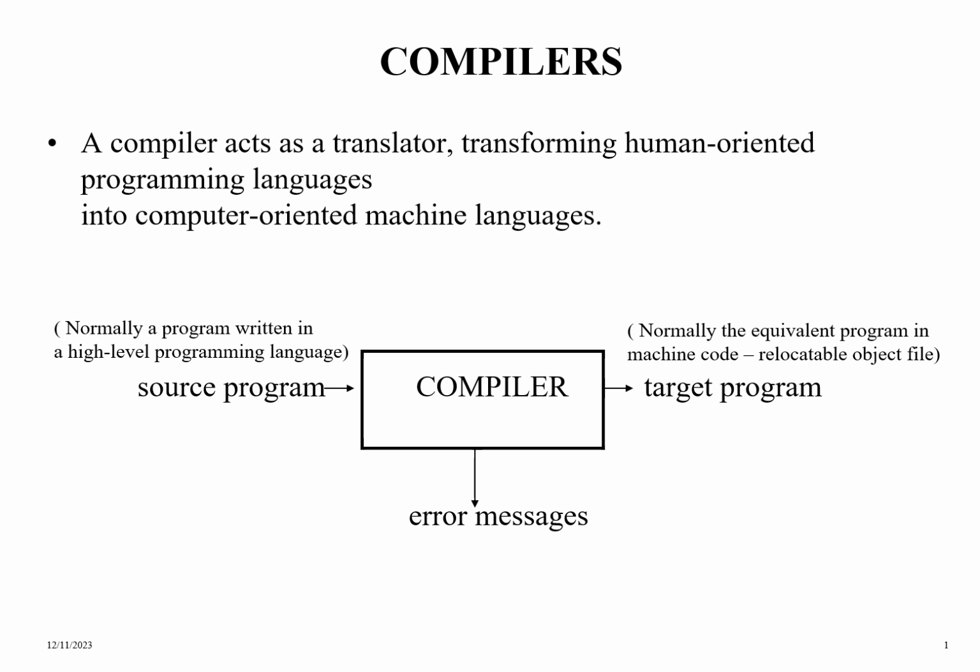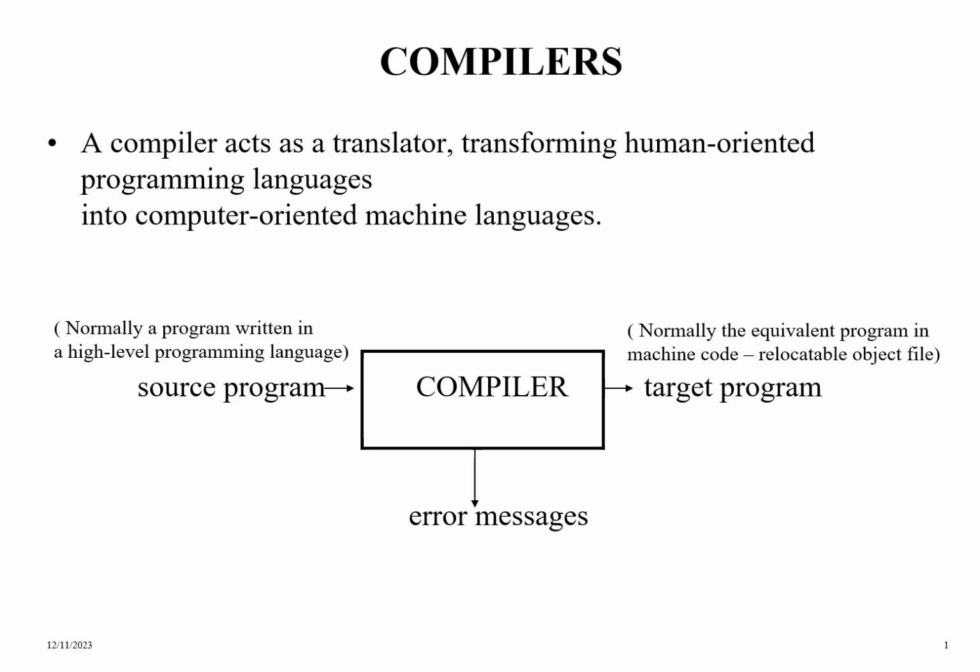Today we will discuss the topic compiler. A compiler acts as a translator. It transforms a human-oriented programming language into computer-oriented machine language. Here we are giving a source program as an input to a compiler, and it generates a target program.